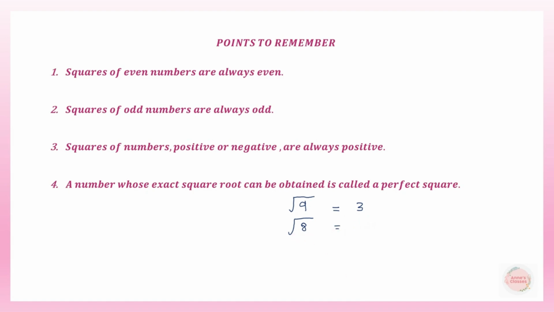Now take 16. The square root of 16. Is there a number which when multiplied by itself will give us 16? Yes. 4, isn't it? 4 fours are 16. So these numbers, that is 9 and 16, are called perfect squares. So what is a perfect square? A number whose exact square root can be obtained. We got the exact square root of 9 and 16. So these numbers are called perfect squares.